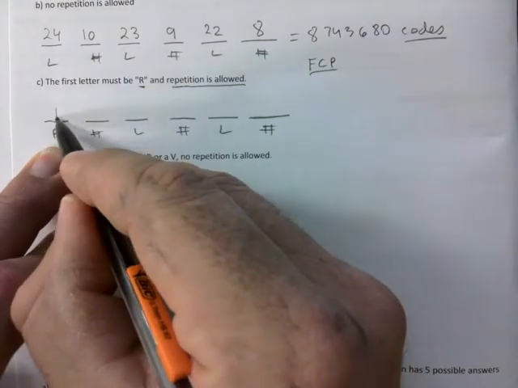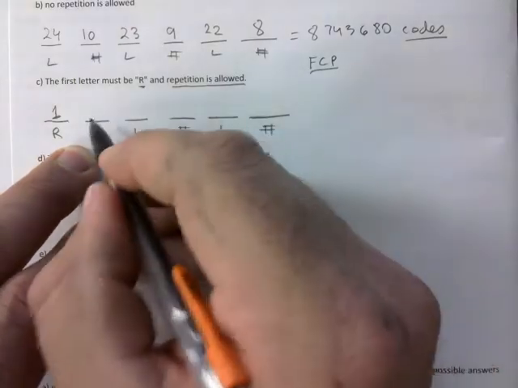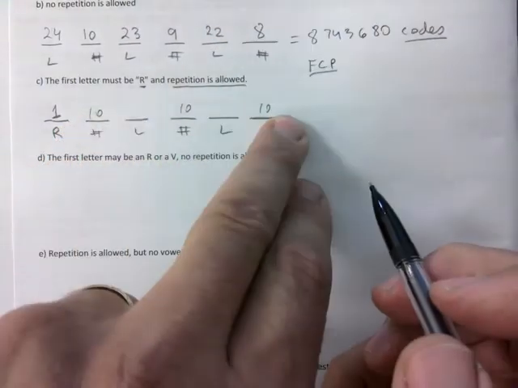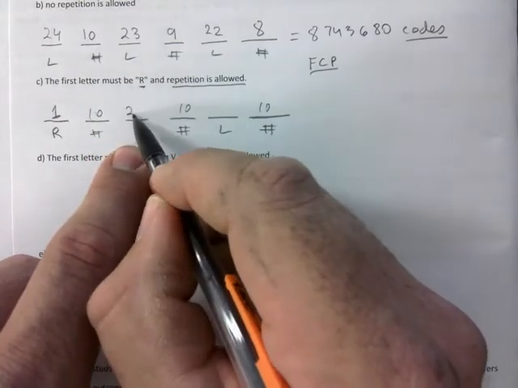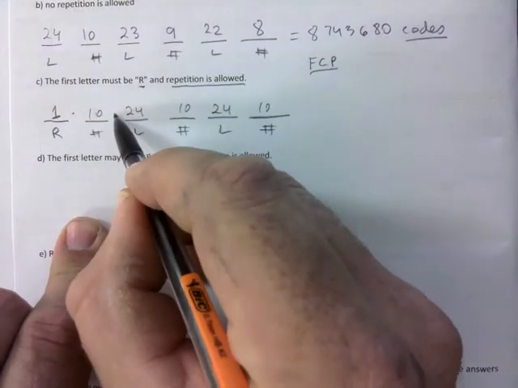So obviously you only have one choice for the first slot. That's all you have. Repetition is allowed. So I actually have 10 options for my numbers and 24 for my letters. I'm back to 24, correct? You agree with me or no?